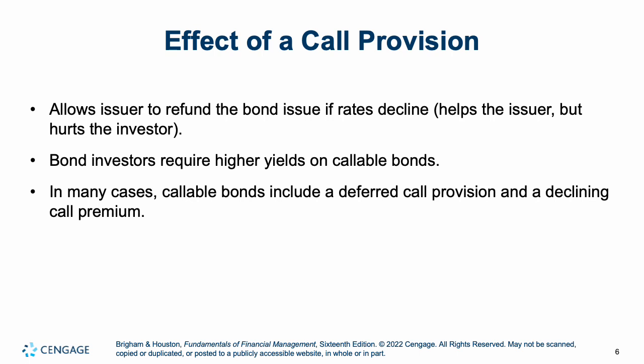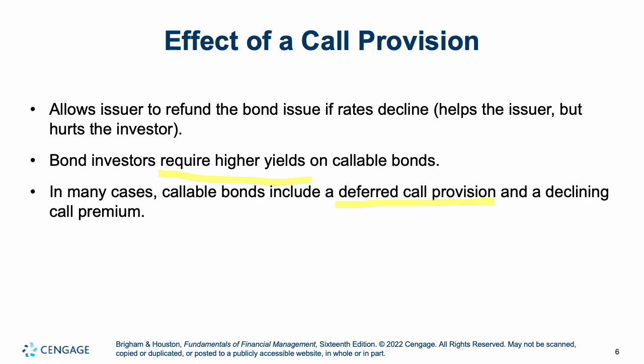Generally, to agree to hold a callable bond, you're going to want a higher yield than a non-callable one. You're going to want something to sweeten the deal to make you be okay with holding a callable bond. Also, most callable bonds have what's known as a deferred call provision, meaning they can only be called back after a certain amount of time. They can't just be called back almost immediately if rates greatly fluctuate. And they have what is known as a declining call premium as well. We'll go into all of these things as we take a look.